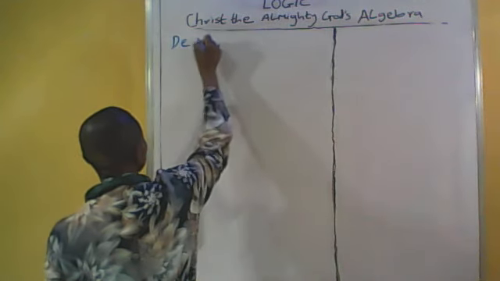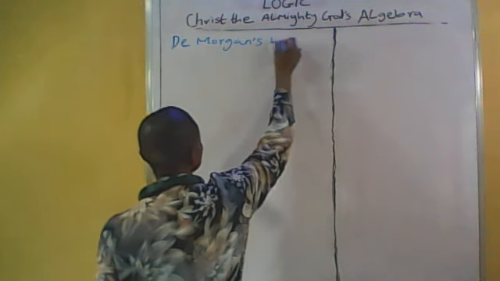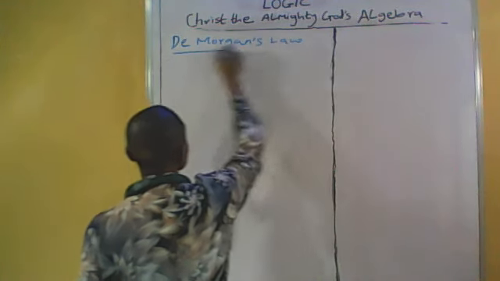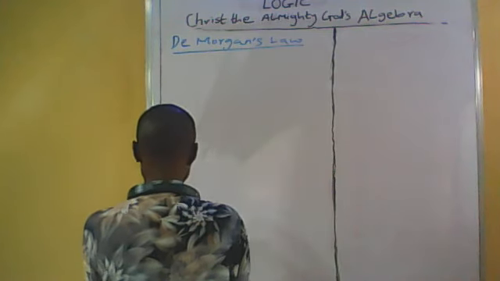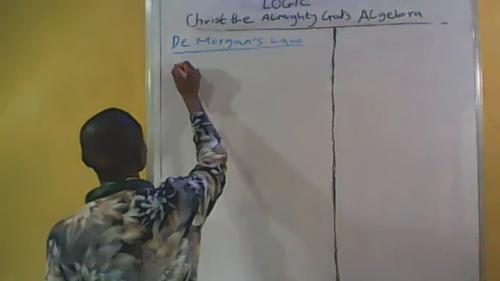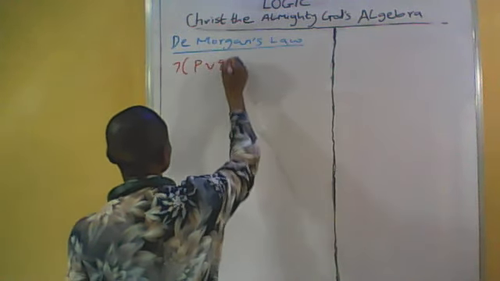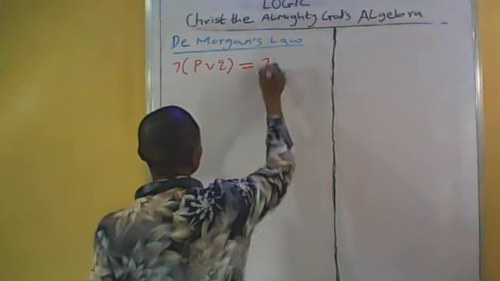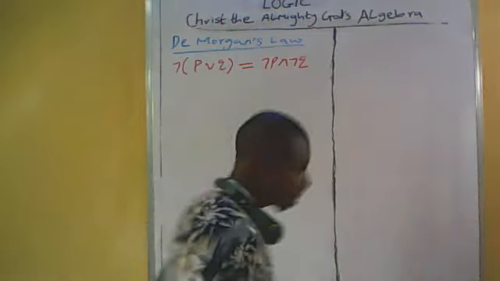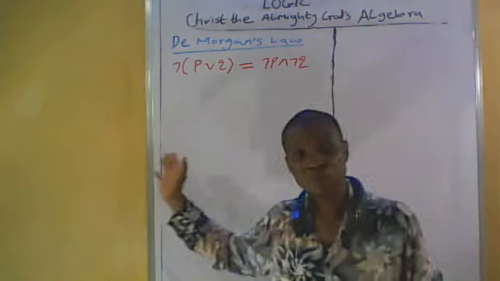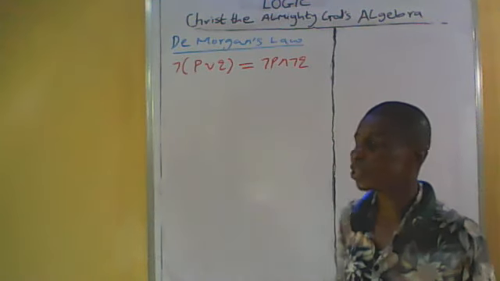De Morgan's law. De Morgan's law: not bracket P or Q is equal to not P and not Q. This is a typical example of De Morgan's law by conjunctive statement.